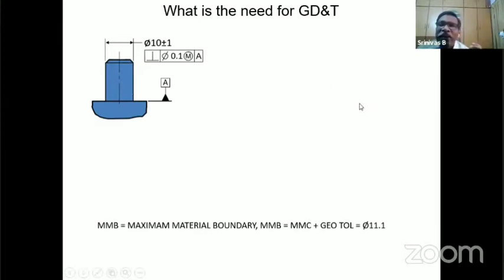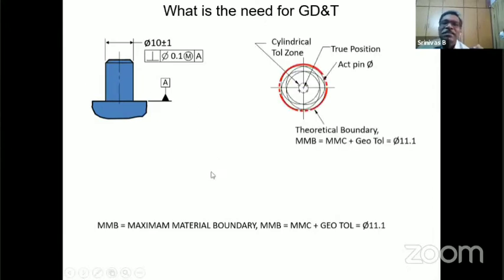This is explained here in the next image. Pin can tilt right side, pin can tilt left side. In all 360 degrees it can tilt. You see the thin black lines are showing the maximum size of the pin, that is 11 mm. And the phantom line with red color, thick line, is its boundary. What is boundary? It is theoretical in nature.